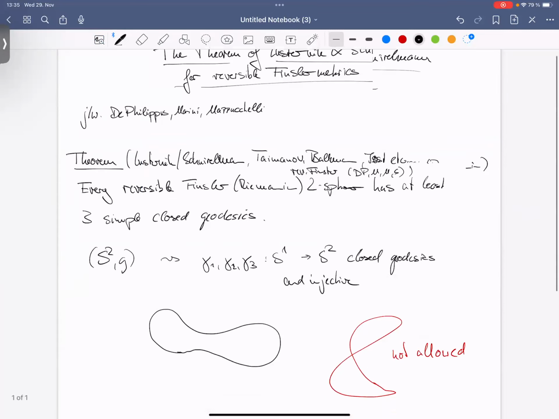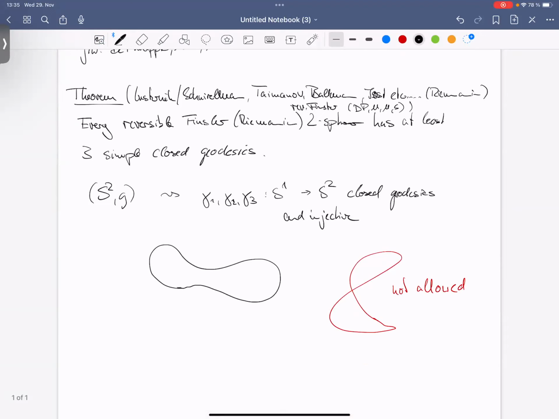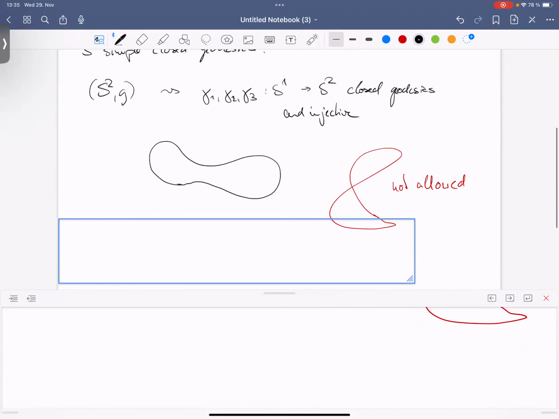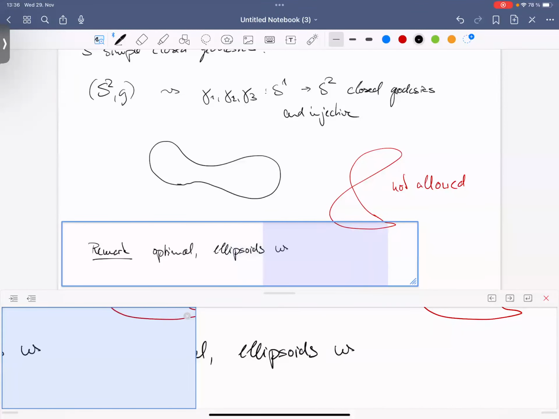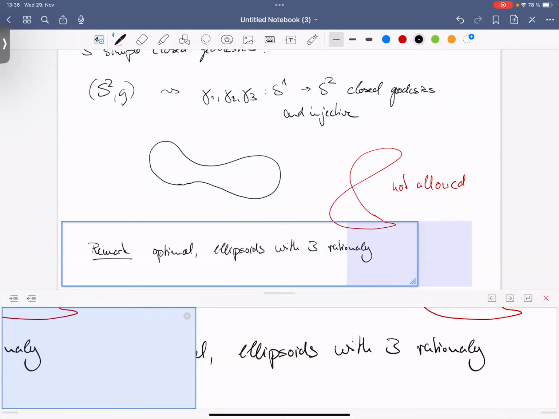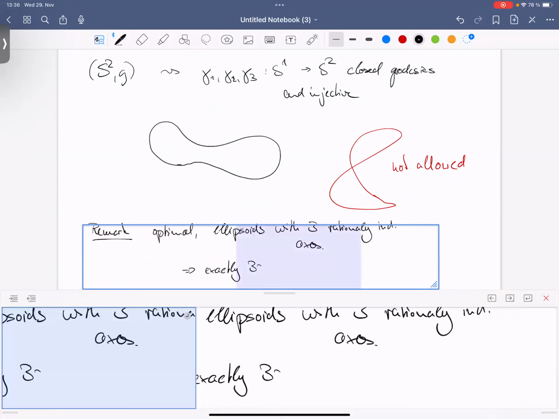Okay. The theorem is optimal, because you have ellipsoids with three rationally independent axes, and they have exactly three simple closed geodesics.